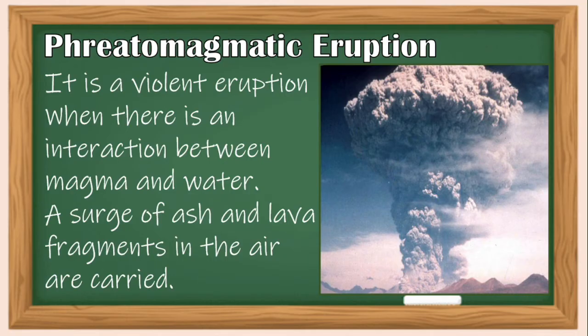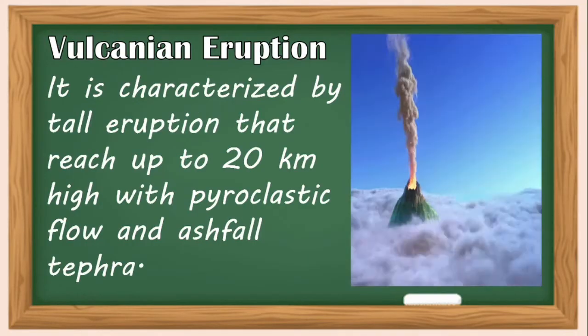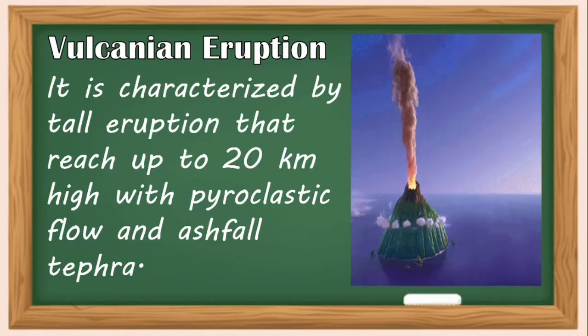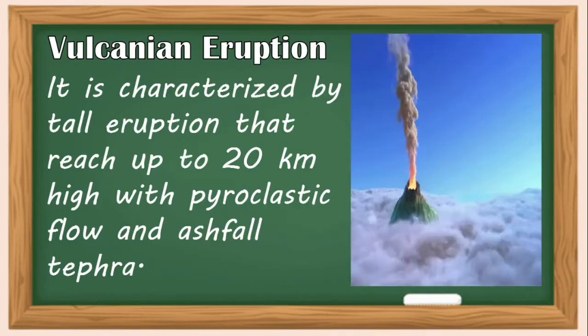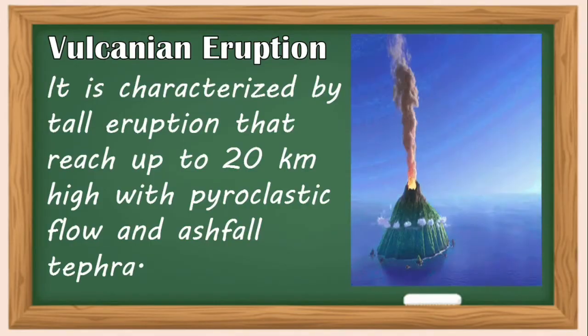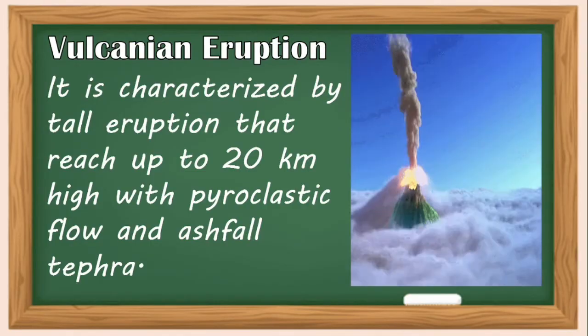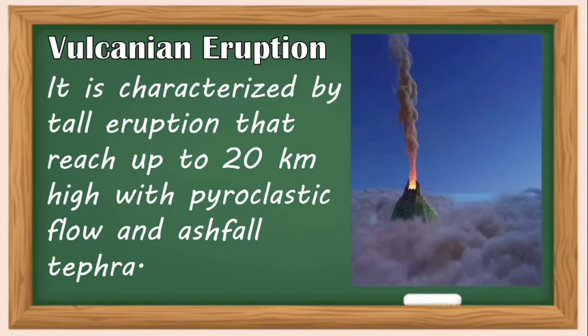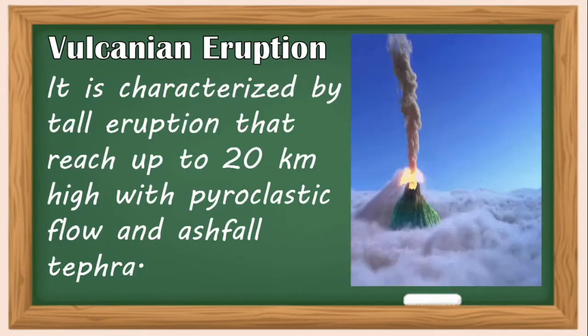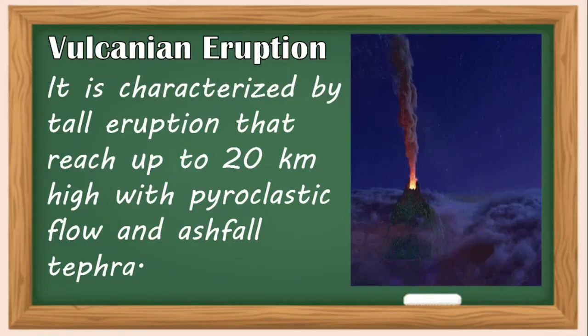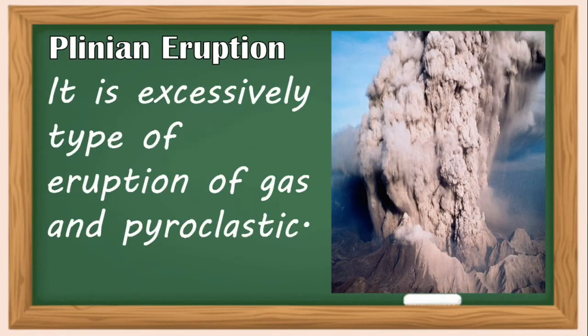Another type of volcanic eruption is Vulcanian eruption. This type is characterized by tall eruptions that reach up to 20 km high with pyroclastic flow and ashfall tephra. The last type of volcanic eruption is the Plinian eruption. It is an excessively strong type of eruption of gas and pyroclastics.